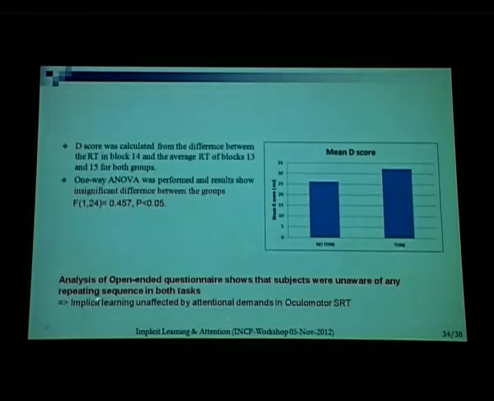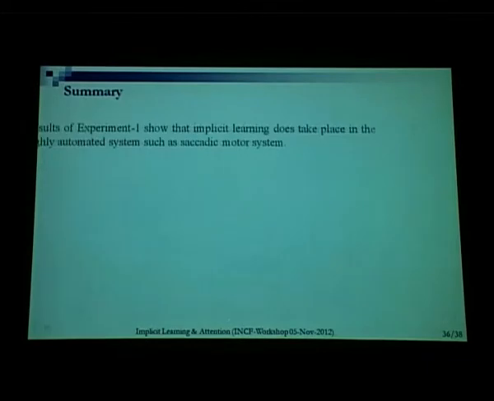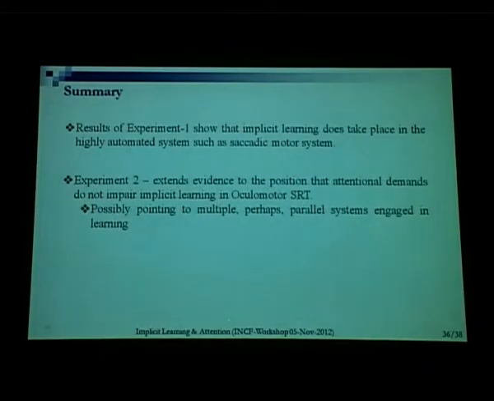So our conclusion: implicit learning is unaffected by attentional demands in the oculomotor SRT. And this is just one more thing to show that the difference between the actual count and the count generated by the subject is very minimal. So they are doing the second task equally well, and they are not just ignoring the tone counting.